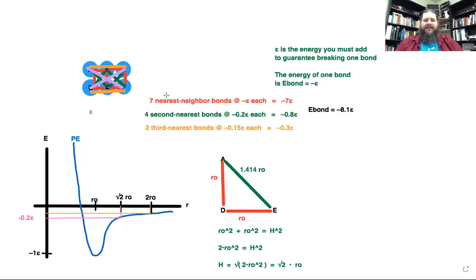But this is the general idea. You want to figure out how many bonds of this type there are, multiply that by the energy of one bond of that type, which is going to be either negative epsilon for the nearest neighbor bonds or negative some fraction of epsilon for the further bonds using geometry and the graph. Add those all up and you get the total bond energy of that entire cluster. Any other questions on that?